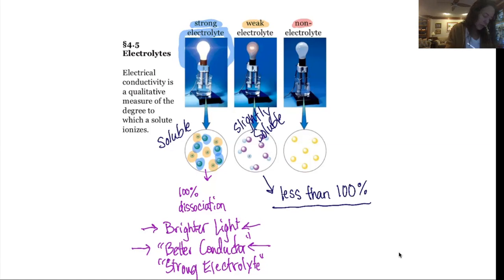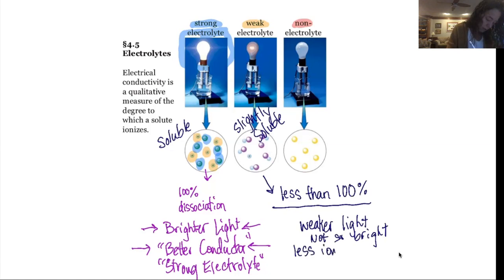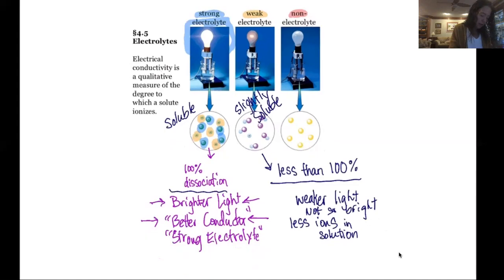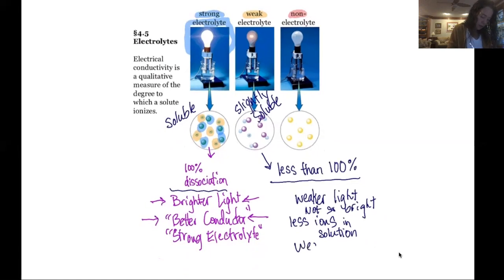Okay, so we don't have a brighter light. We have a weaker light, if you will, right? Not so bright, not so bright. That's what I mean by weaker. We have less ions, right? We've got less ions in solution. Where over here, everything turns into an ion. We have less ions in solution. And we've got a weak electrolyte.